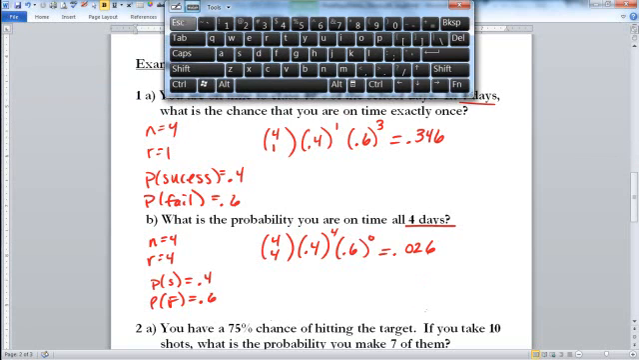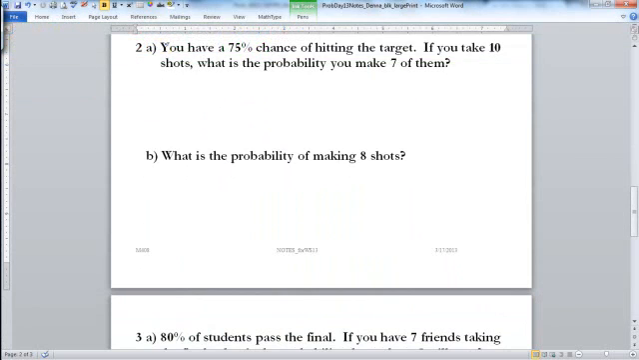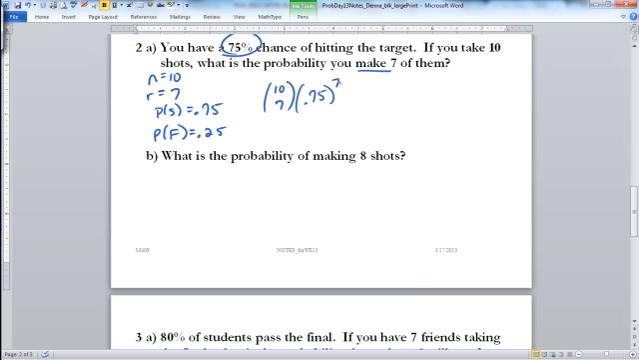Alright, if we look at our second example, go ahead and read the problem. Problem says that we have a 75% chance of hitting the target. If you take 10 shots, what is the probability that you make 7 of them? Again, we are always looking at what is the probability of success and how many are we trying to make. So in this case, n is going to equal 10. We want to make 7 of the shots, so r will equal 7. I have a 75% chance of making the target, so probability of success is 0.75, therefore probability of fail is 0.25. So now I go ahead and say, alright, out of 10 tries, I want to make 7. The probability of success is 0.75 raised to the 7th power times my fail to the 3rd power. And if we multiply this out, we will get 0.250.